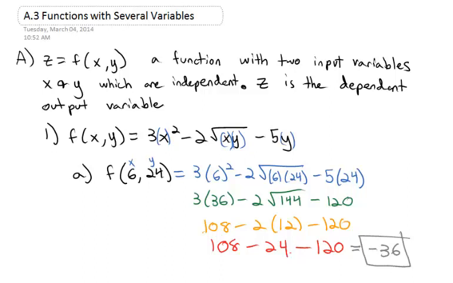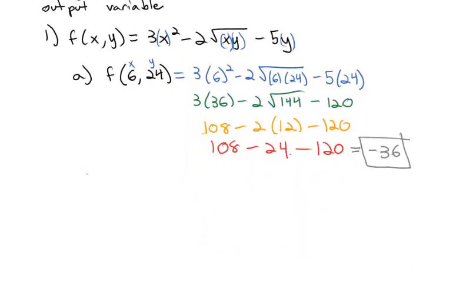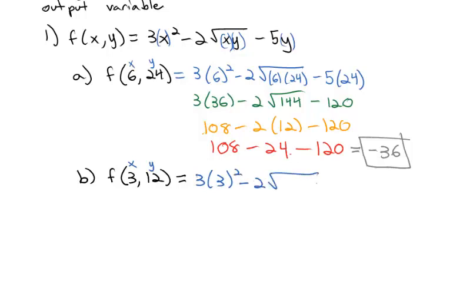So this is the idea of a function in two variables. Let's do another example just to make sure we can really work it. Let's find f of maybe 3 comma 12. Okay. So again, you notice 3 is in the x location, 12 is in the y location. So we have 3 times x, which is 3, squared, minus 2 times the square root of xy, 3 times 12, minus 5y, which is 12.